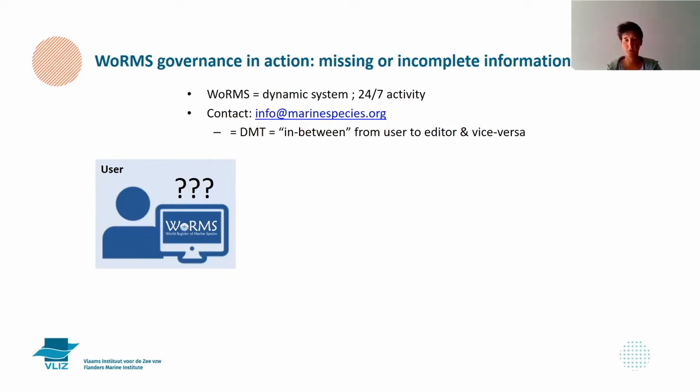It's info@marinespecies.org. This is where both editors and users contact us with questions, with remarks, with problems that they might have. And this info address is only received by the data management team. So as a data management team, we are the in-between between users and editors and the other way around.